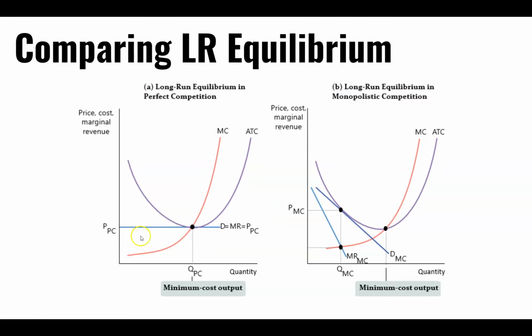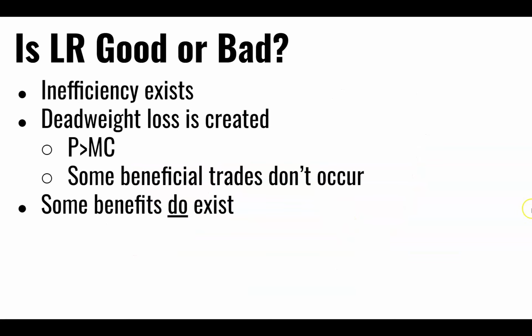Graphically, in the long run, perfect competition would be right here with the demand curve horizontal at a place where MC equals MR equal to the minimum of ATC. In long run monopolistic competition, we've got a price found by MC equals MR, but that price is above MC. That price corresponds to average total cost, so there will be zero economic profit, but we'll still have some deadweight loss here like we do in monopoly.